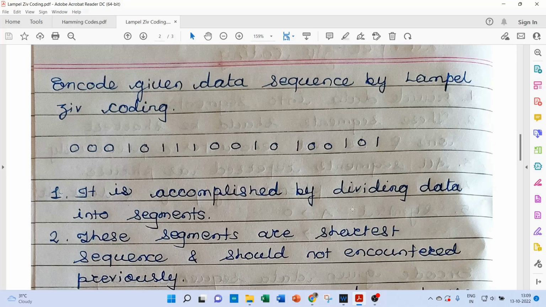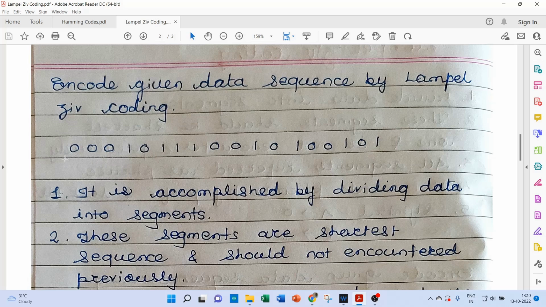Let us continue with Lempel coding. In the last video lecture, we have seen how to code a data sequence which comes in alphabets. Now in this lecture, we'll see how to encode the data sequence by Lempel coding.